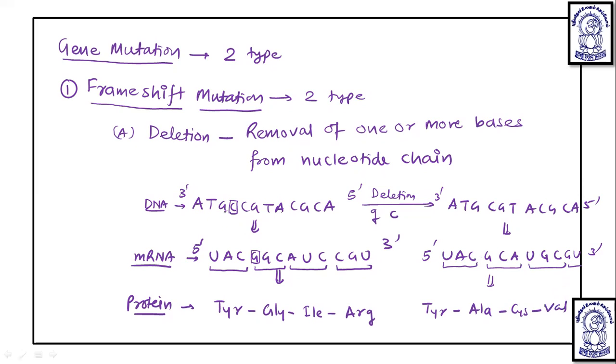So you can see that by the deletion of just this C, three amino acids in the polypeptide get changed. Why? Because the coding frame of the triplet codon is changed. When the coding frame of triplet codons changes due to the deletion of a single base pair, the whole amino acid sequence of the polypeptide changes. This is known as a frameshift mutation. In frameshift mutation, one type we have discussed is deletion. Another one is substitution.